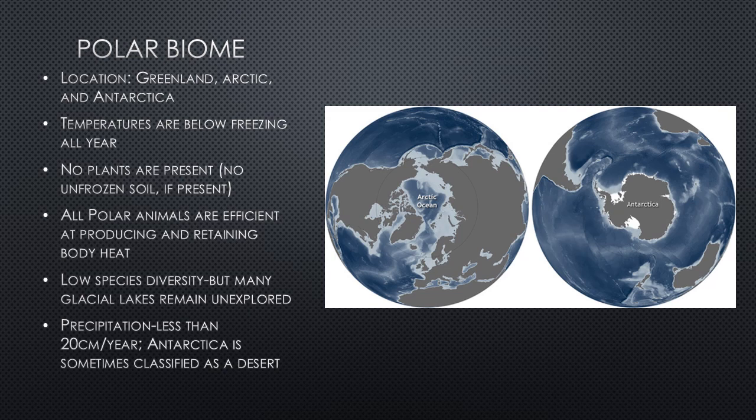So we find these polar regions in Greenland, the Arctic, and Antarctica. There are no plants present because mostly if there's soil, it's completely frozen. All polar animals are super efficient at producing and retaining body heat. So let's take, for example, polar bears. Polar bears have white fur.